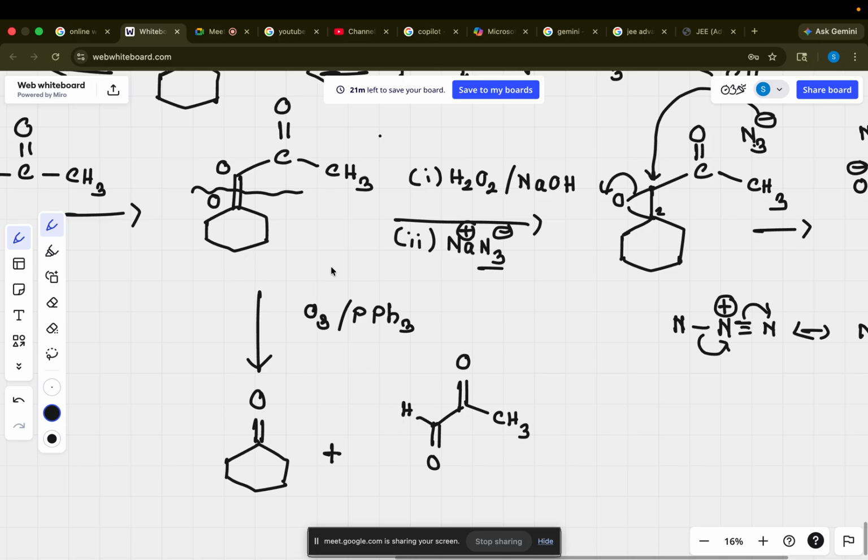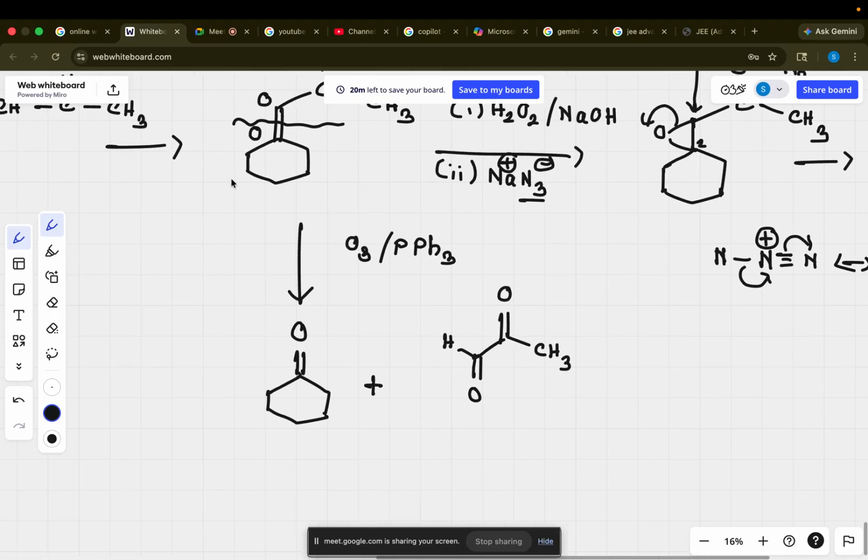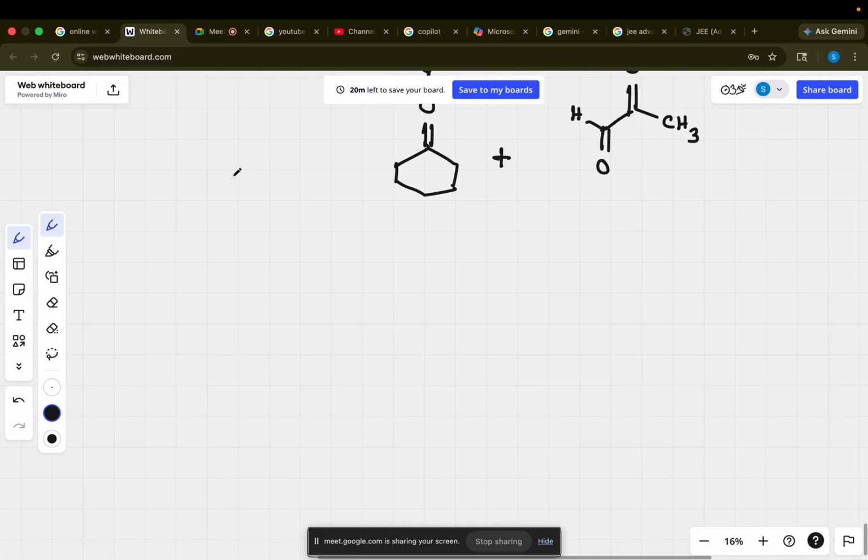So if you do ozonolysis of any alkene compound, you just break the double bond and attach one oxygen to this side and another oxygen to this side. Clear? Clear, sir. Suppose I am doing ozonolysis of benzene, what will you get? What will be the product?